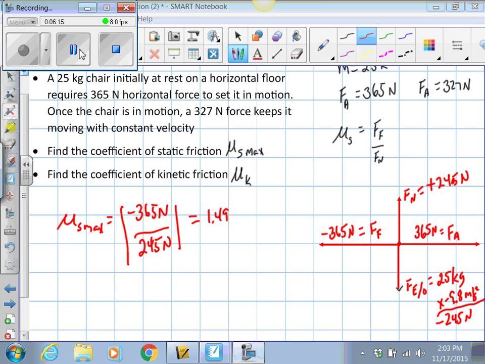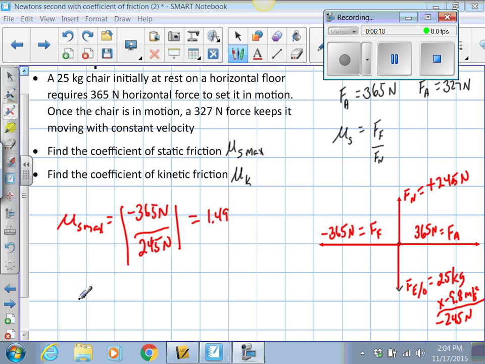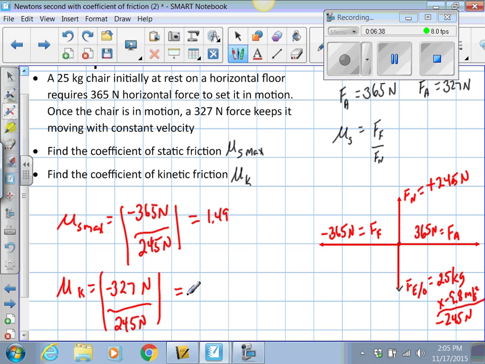No unit. All right, so how would we go about getting the coefficient of kinetic friction? All we're doing is changing the friction force, which is 327, divided by 245. Again, this is negative. I'm not really concerned about whether or not you put the negative in these cases, because it's going to end up absolute value anyway. And do we have an answer for that one? Okay. And no unit again.